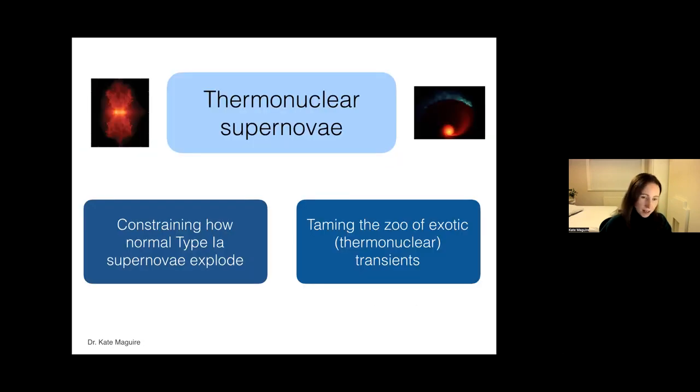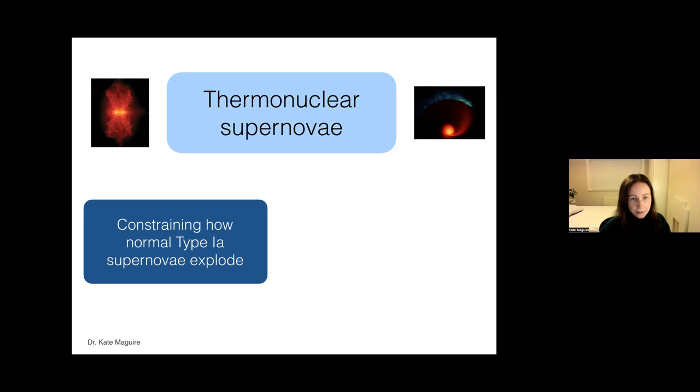Okay, so in this relatively short talk, I'm going to focus on a couple of aspects of understanding thermonuclear explosions. Firstly, I want to look at constraining normal type 1a supernovae, and then in the last few minutes, I'll look at taming the zoo of exotic thermonuclear transients, so some of this diversity.